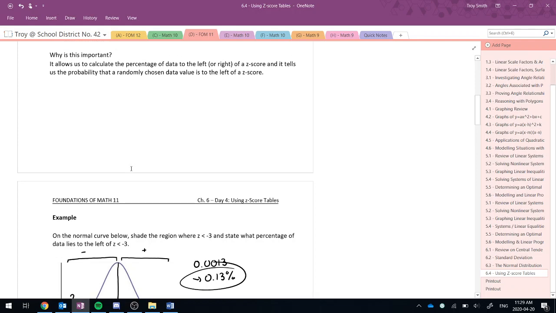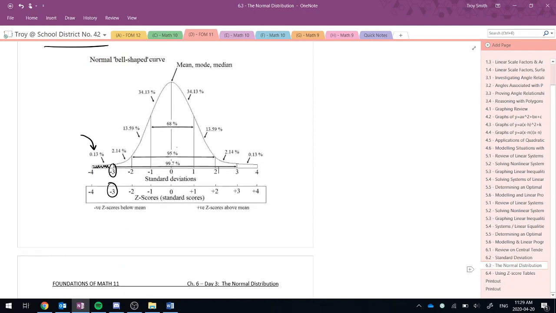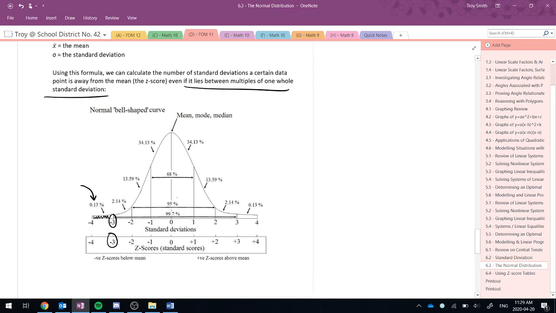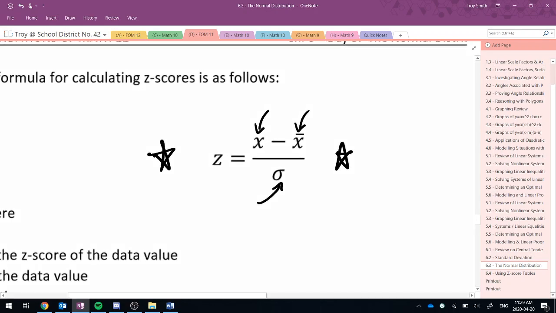Hello everybody, so today we are going to finish up, or this week we're going to finish talking about section 6.4, which was dealing with our z-score tables. So a quick review of what we did. We first learned about the z-score 2 weeks ago. We got our formula for it here, right? That's when we took the data value, subtracted our mean, divided it by the standard deviation.